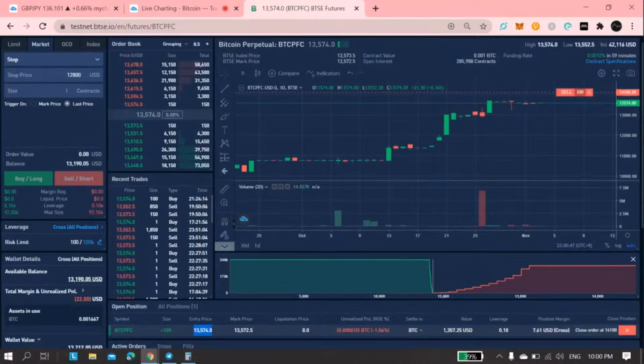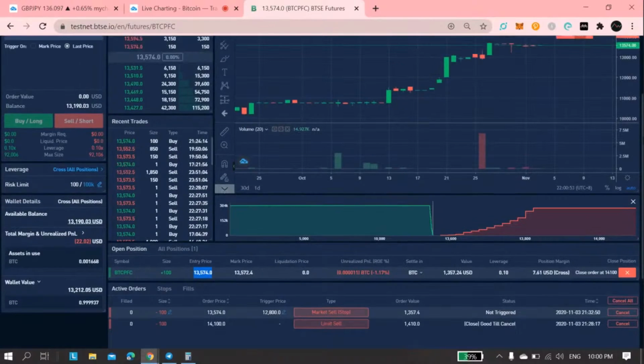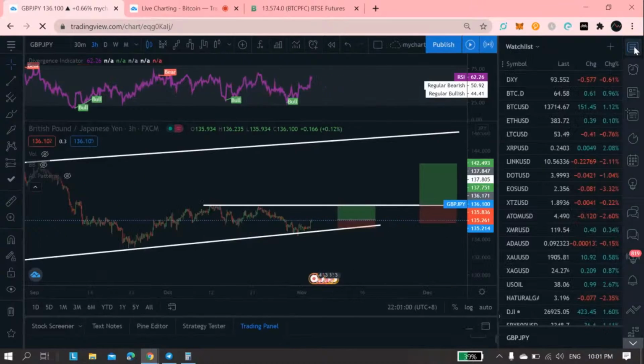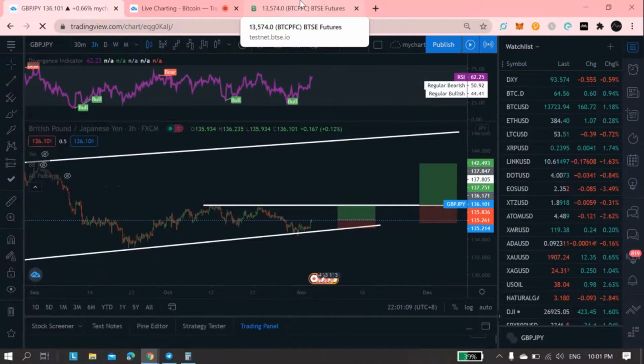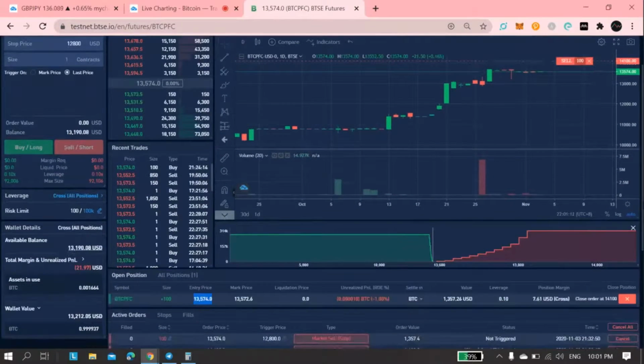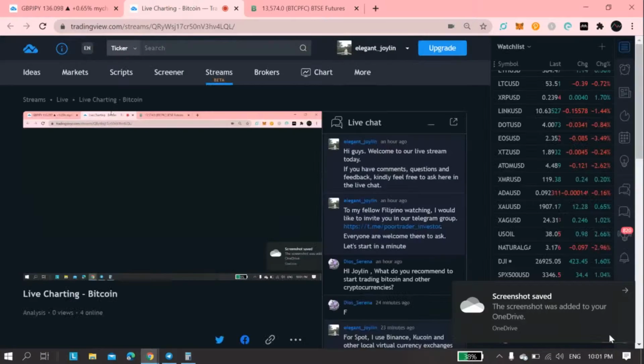So what's happened to our testnet? Seems like it's not moving with the price of this one. Yay, it's already at the 13,723 area. So I'll just screenshot that.